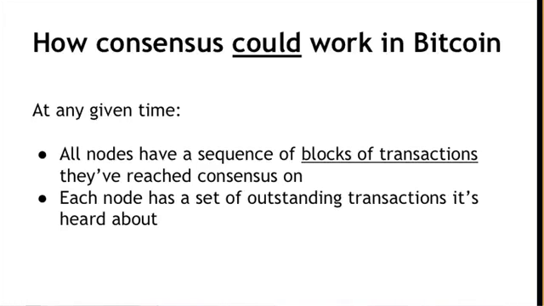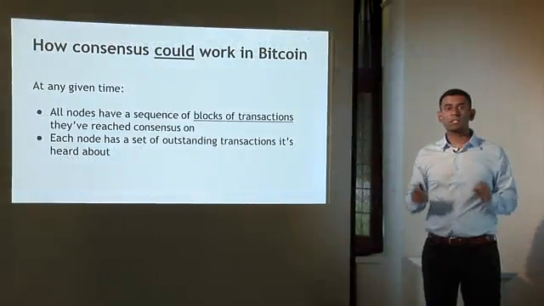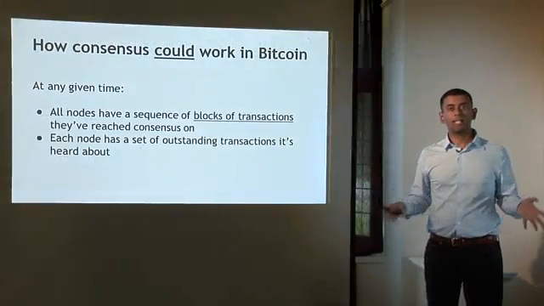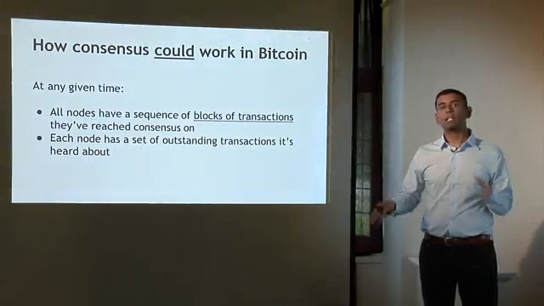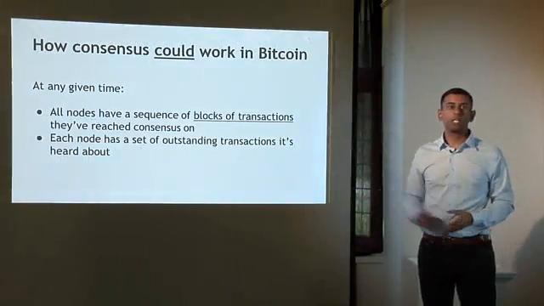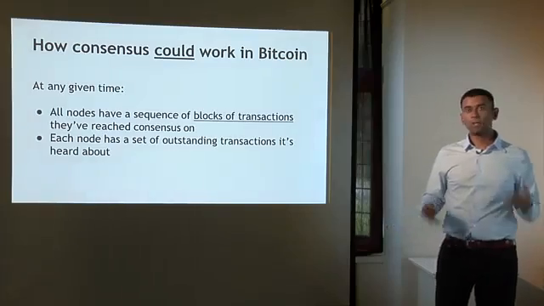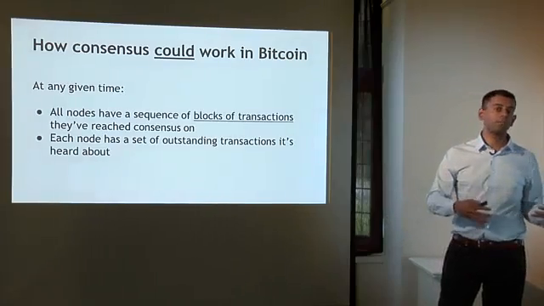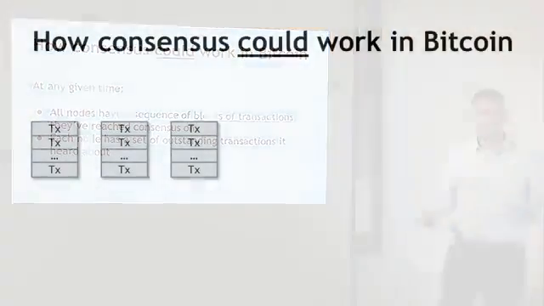So at any given point, all these nodes in the peer-to-peer network would have the sequence of blocks that they've agreed upon already. And each node would then have a set of outstanding transactions that it has heard about. So recall that for these transactions, consensus has not yet happened, and so almost by definition, each node might have a slightly different version of the outstanding transactions that it's heard about. The peer-to-peer network is not perfect, so some node may have heard about a transaction, but not other nodes.